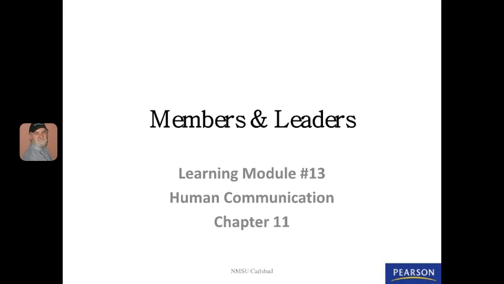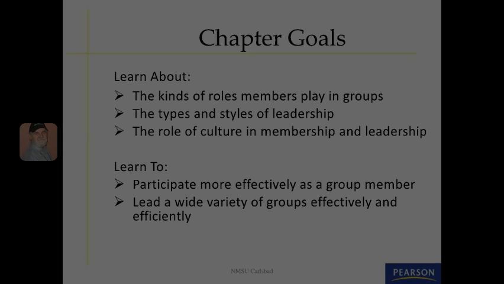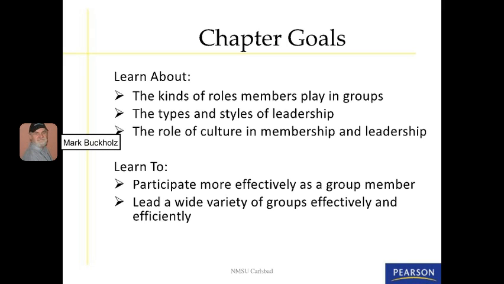This VoiceThread PowerPoint presents ideas on members and leaders in small group workplace communication contexts. Among the goals in Learning Module 13 are to learn about the types and styles of leadership and to learn to participate more effectively as a group member.